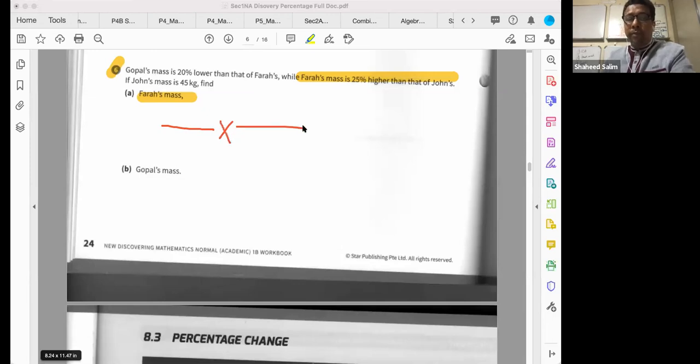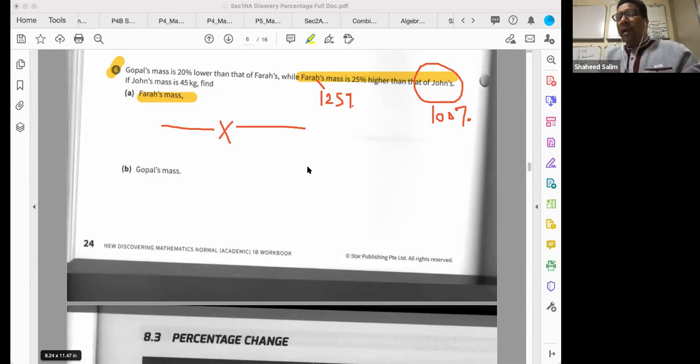What do you want to find? Farah's mass. What do you know about Farah? You write here. Down here be 1. Down here, who is 100%? Remember? John. This is 100%. Farah is 25% more, so Farah is 125%. So what you know about Farah, you write here. Then you know John 45 kg and 100%. You write. You can do this.